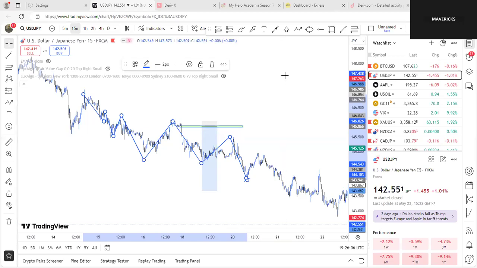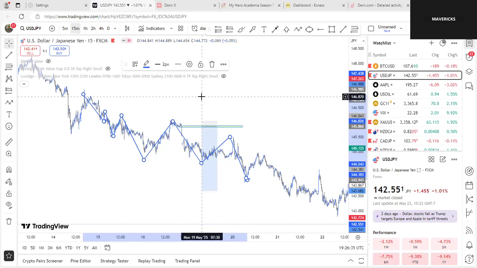As I was saying, if price wants to come down from this point all the way down here, it will not just come down straight at once. It doesn't usually happen like that. What will happen is it will come down, go up, come down, go up, come down, go up. That method of movement is what we understand to be market structure.